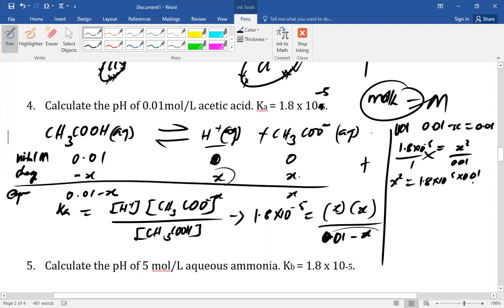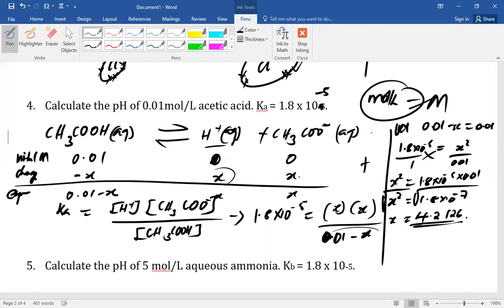So what will that give us? It gives us 1.8 times 10 to the power negative 5 times 0.01. So this means that x squared is 1.8 times 10 to the power negative 7. To find x, we square root both sides. That means x is equal to the square root of that answer, which is 4.2426 times 10 to the power negative 4. So that is the value of x.